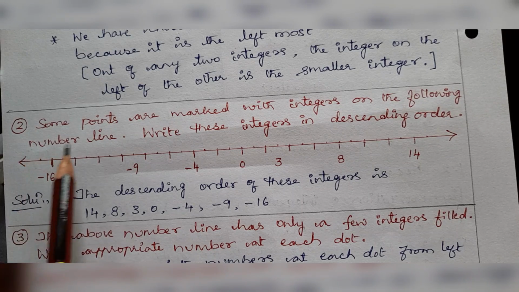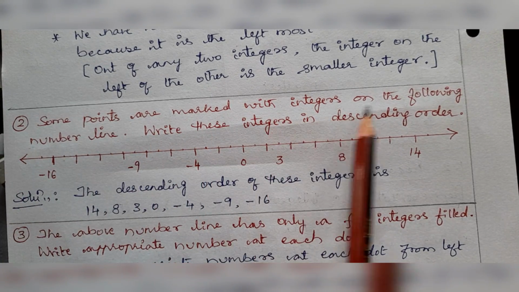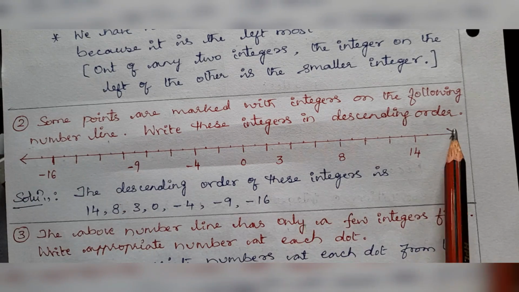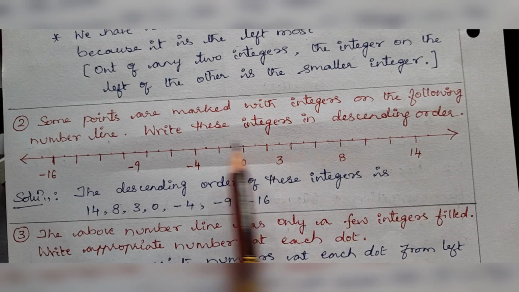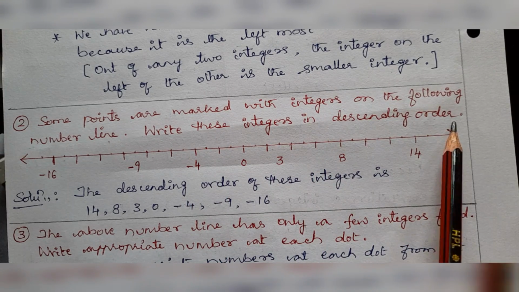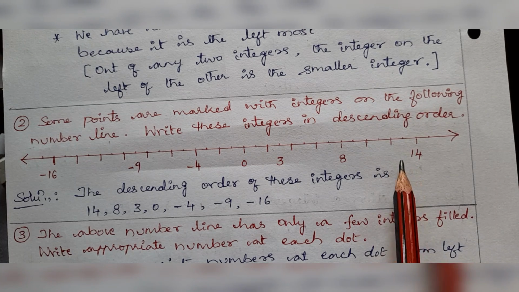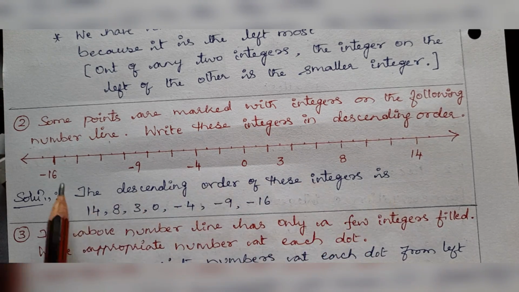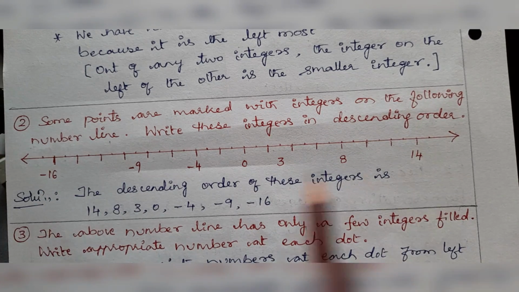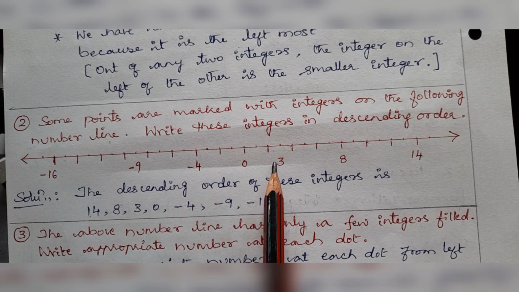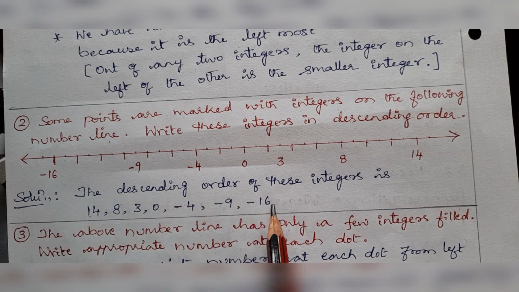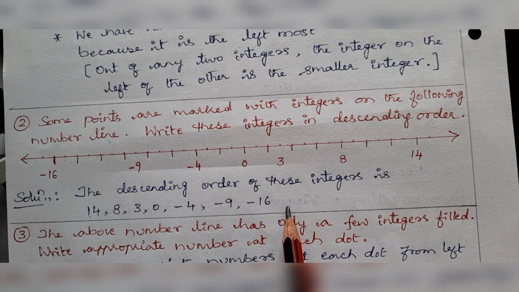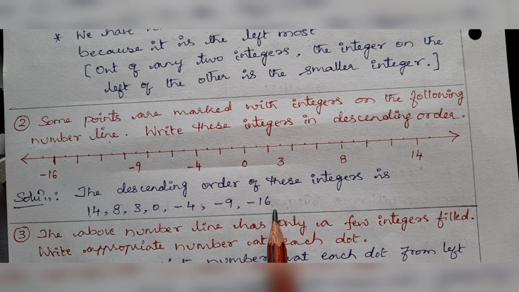Next, second problem. Some points are marked with integers on the following number line. Write these integers in descending order. Descending means decreasing order. Starting number is the larger number; largest number to smallest number is the order to write. So the descending order of these integers, observe the number line. 14 is the largest number, so 14 first. Next is 8, next 3, next 0, minus 4, minus 9, minus 16. These are the descending order of the integers marked on the number line.